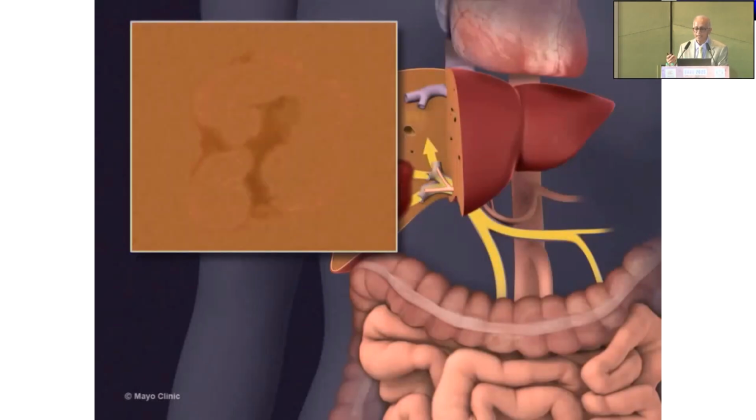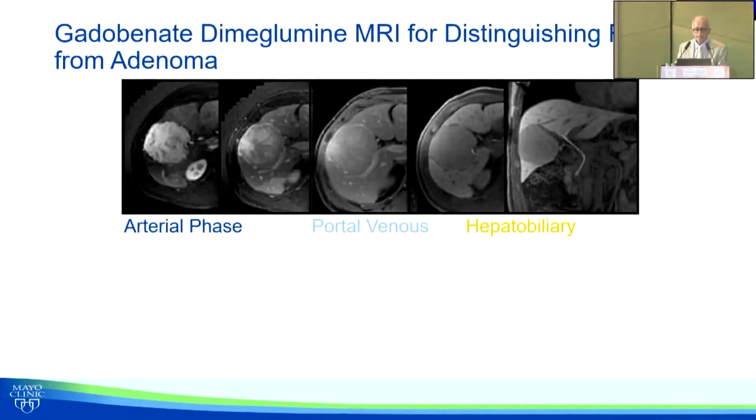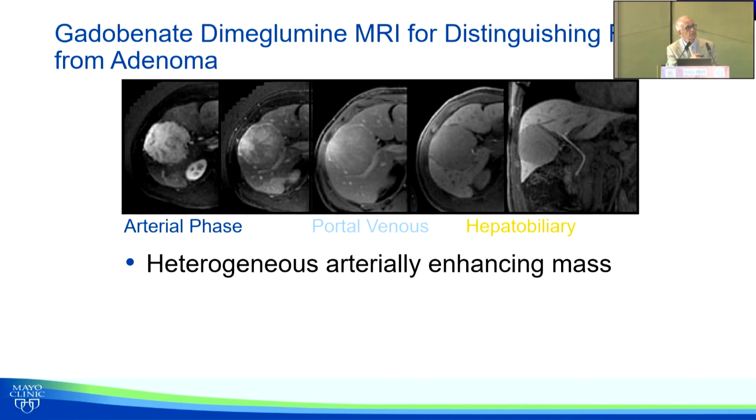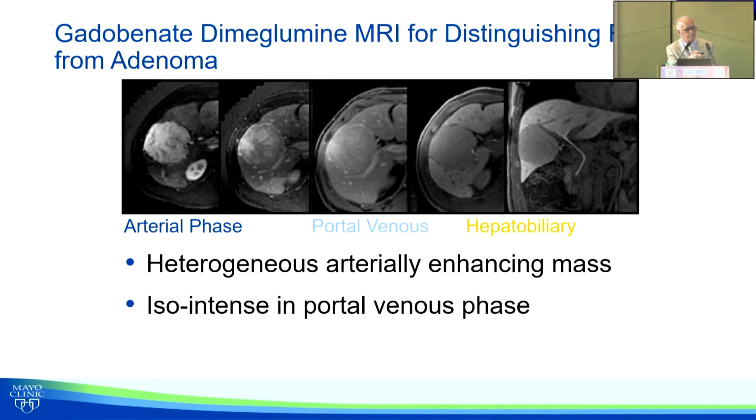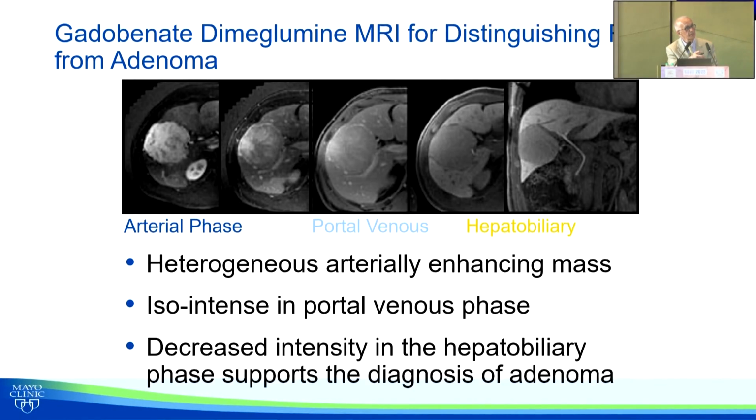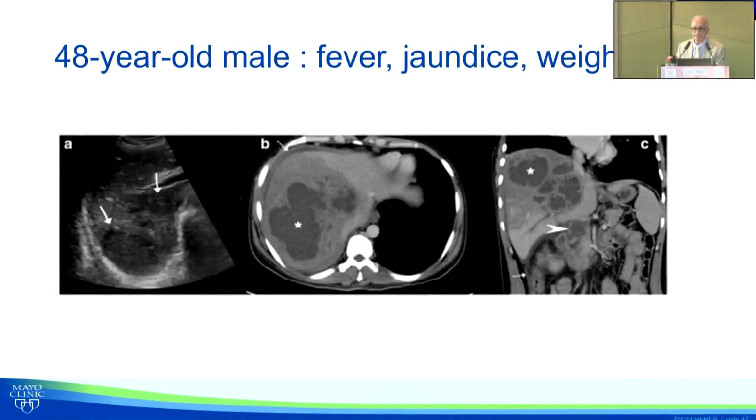It is seen in the arterial phase, but because it is not normal liver, you can see in delayed phases it does not retain contrast. That's what differentiates it from FNH. So it's heterogeneous arterial enhancement. It may be iso-intense on portal venous phase, but decrease intensity. That makes it a hepatic adenoma. So those are the features of hepatic adenoma.